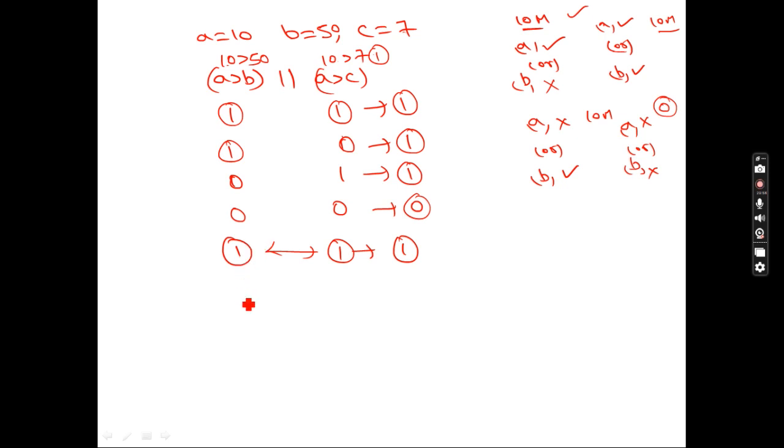If the condition is false, what will it give? 0. Now if I write is 10 greater than 7, yes, that is true. So one is false and one is true. Always the answer is true only. So if one side is true, the answer is always true. This is the meaning of the OR operator.